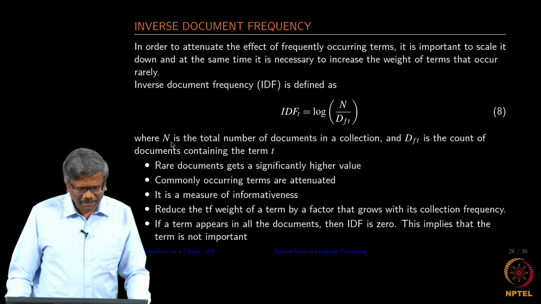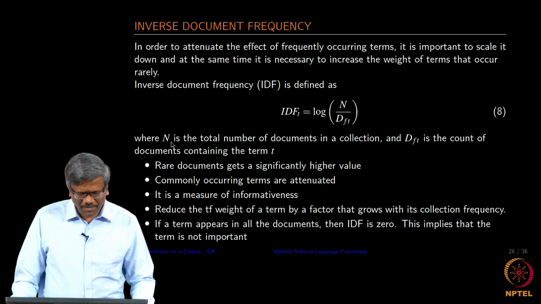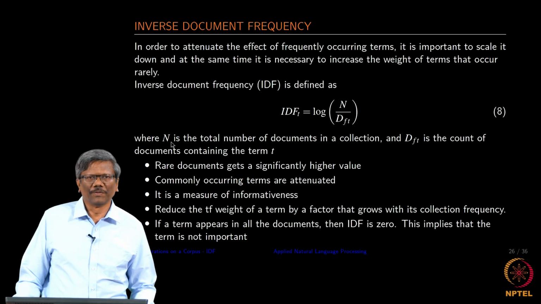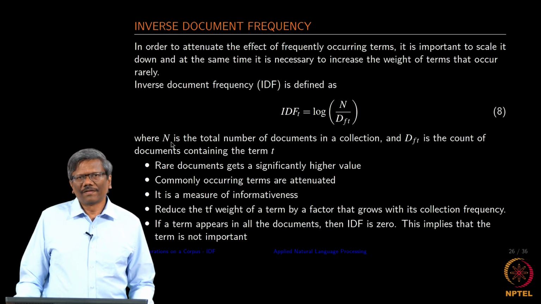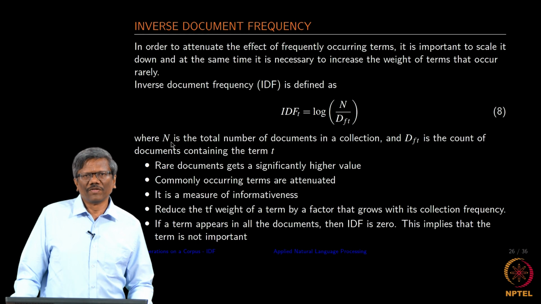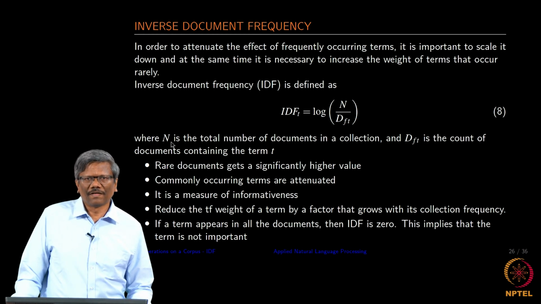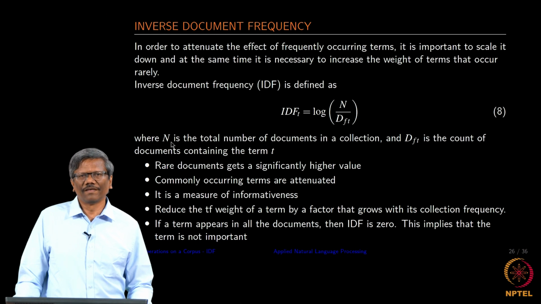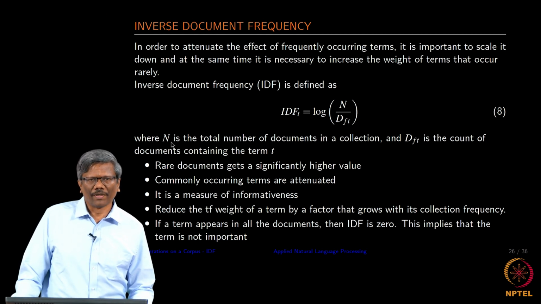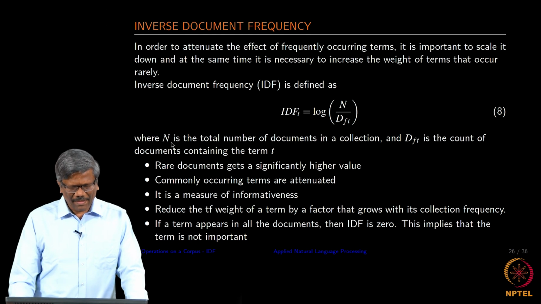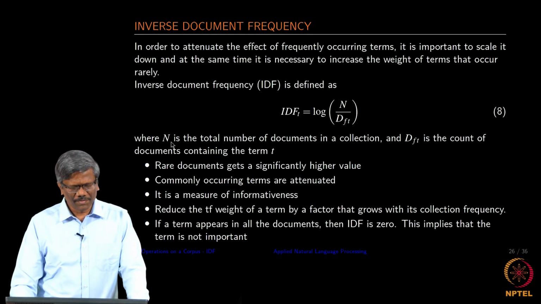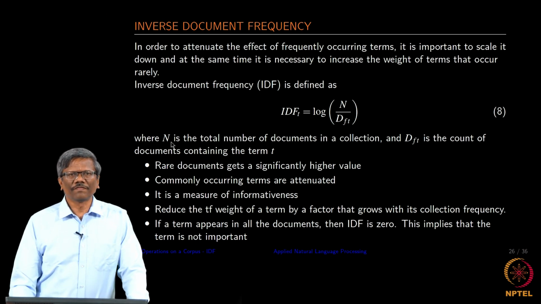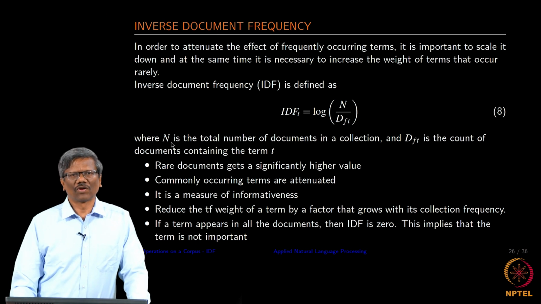By using the IDF, rare terms get a significantly higher value. For example, there are 1000 documents and a particular term occurs only once in the entire corpus. That means the IDF value is higher, and if you have a term appearing in every document, then the IDF value for that particular term is lower. So, in doing so, we are actually attenuating the commonly occurring terms. It also brings in the concept of informativeness in the document.